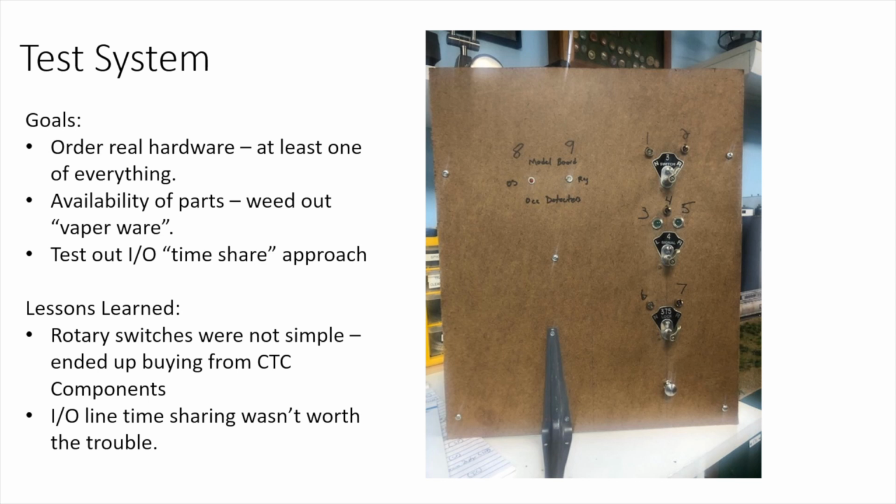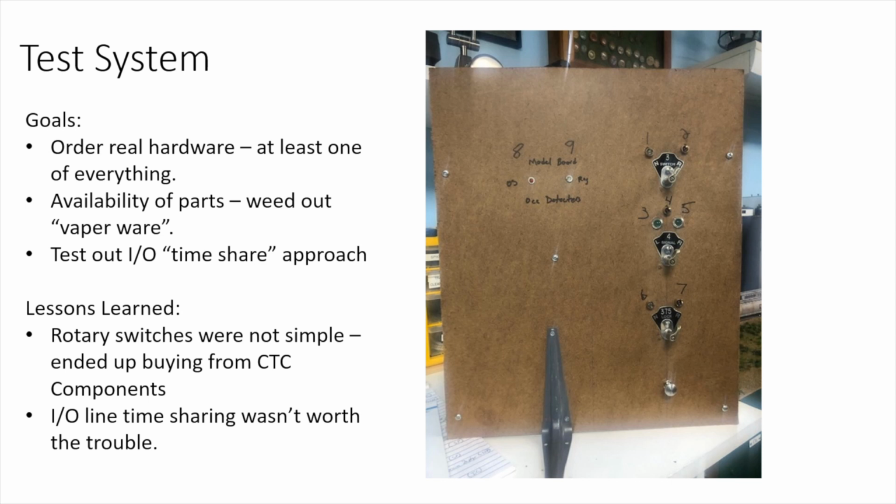We also learned that the rotary switches, something I thought was going to be very simple, was not all that simple. It turns out that you can't buy a 2-position rotary switch that has the 2 positions at the proper angle apart for the switch levers.